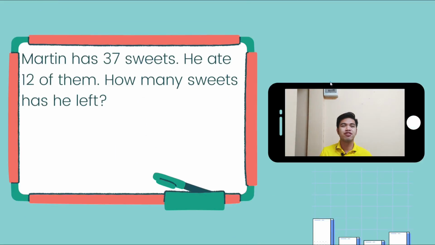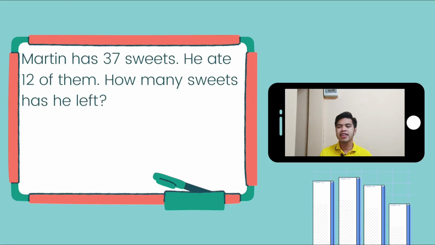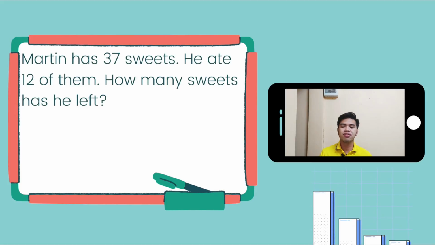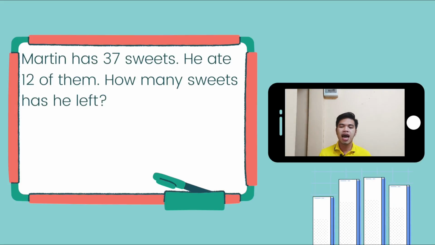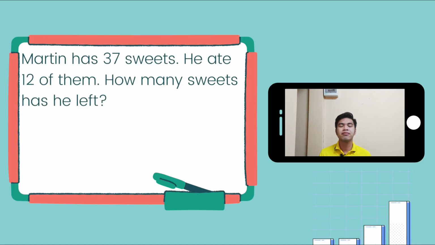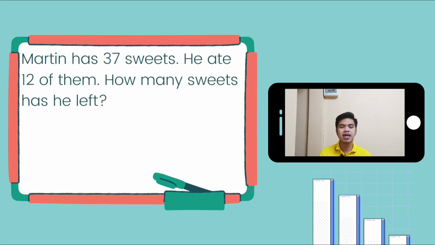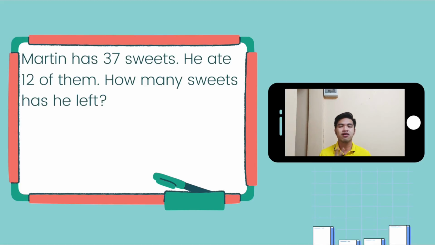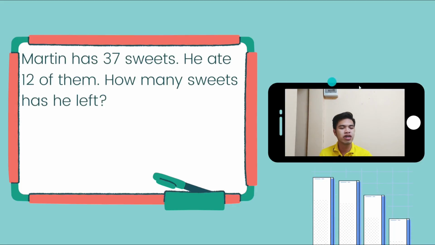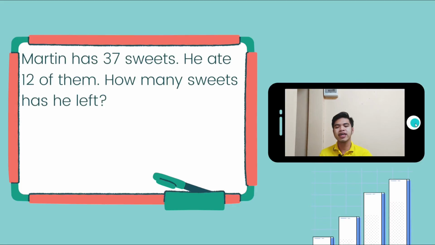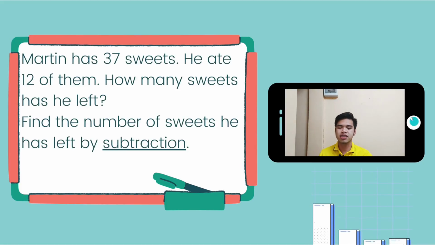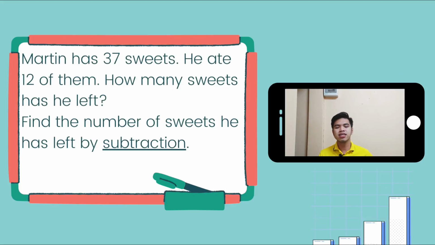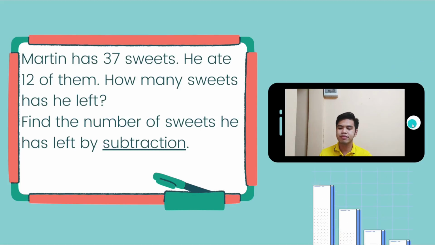So here we have the first problem. Alright, Martin has 37 sweets. He ate 12 of them. How many sweets has he left? Okay, in the problem, Martin has 37 sweets and then he ate 12 of them. So we're going to do subtraction, alright, in order to find out the answer to the question. We're going to find the number of sweets that he has left by using subtraction.